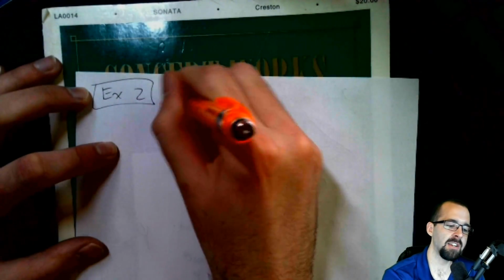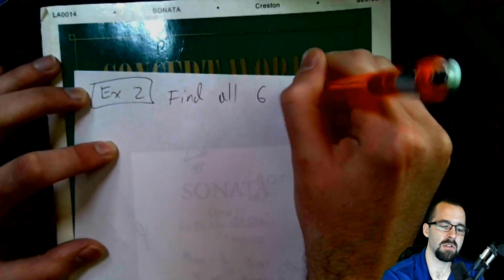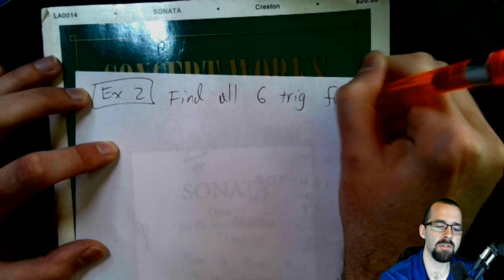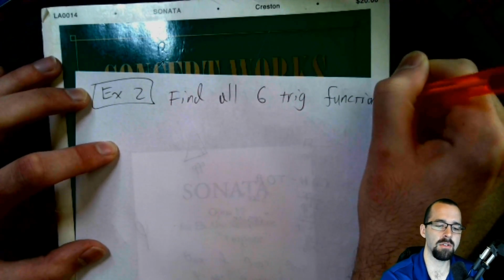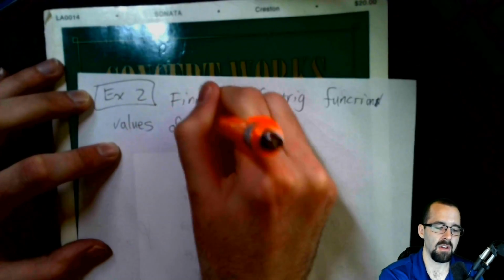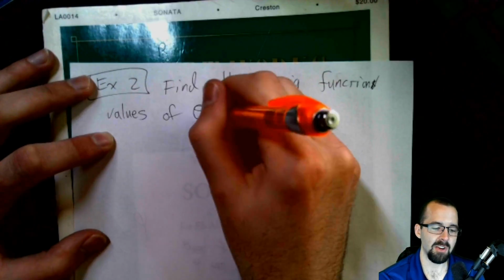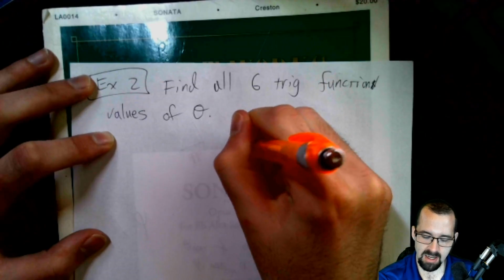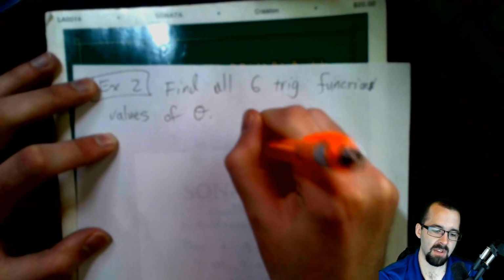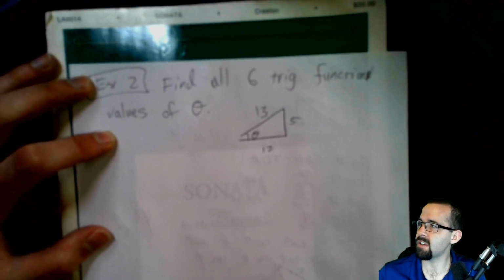In example 2, I am asking you to find all 6 trig function values of theta. Oh, there's no S there. And again, these trig functions are functions. All right. So our triangle here, let's say, figure not drawn to scale, a 5, 12, 13 triangle over here.